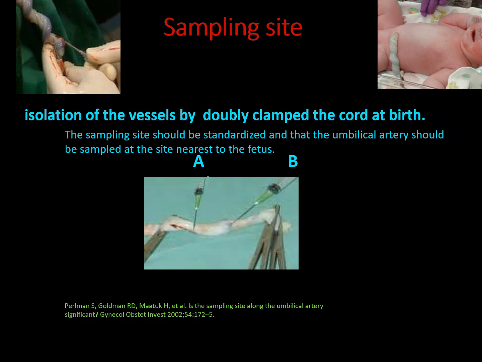Don't leave the umbilical blood vessels hanging to the placenta. This is wrong practice. So you have to clamp 10 centimeters of the umbilical vessels and keep it aside, then you extract the blood.